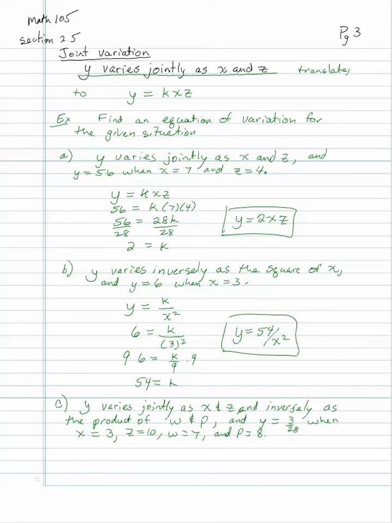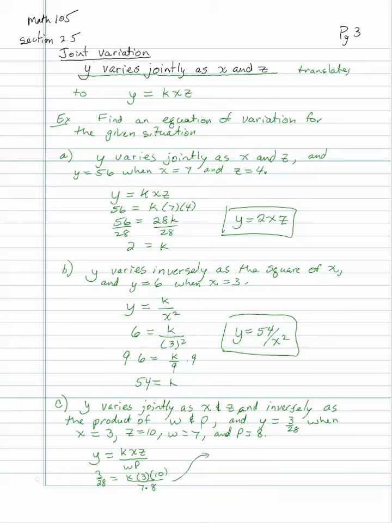Alright, so this one looks kind of complicated. Y varies jointly as x and z, and inversely as the product of w and p. So I can even put a phrase in there. So I got y equals, jointly as kxz, and inversely, remember inversely is over, the product of w and p. Alright, so now I'm going to plug in all my observed values. So y is 3/28 when x is 3, z is 10, w is 7, p is 8.